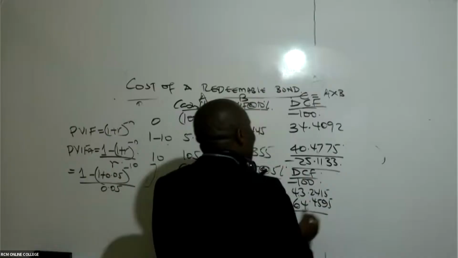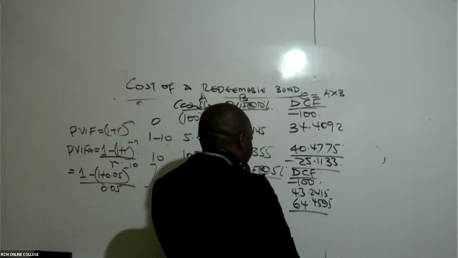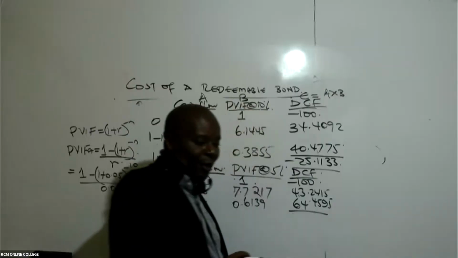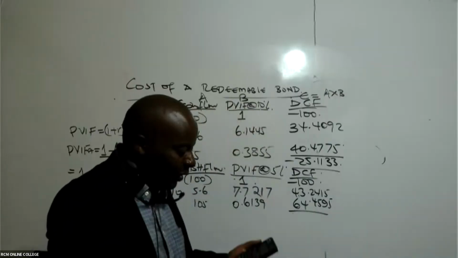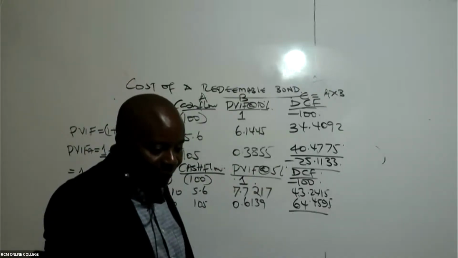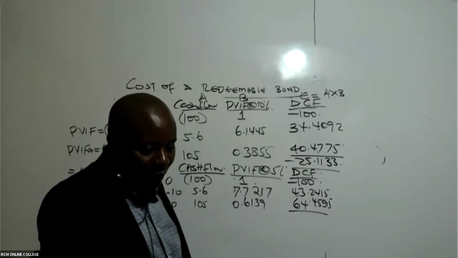What are we going to get here, somebody? 64.4595. So please add the three numbers. So plus 43.2415 minus 100. What is the final answer here, somebody? 7.7.